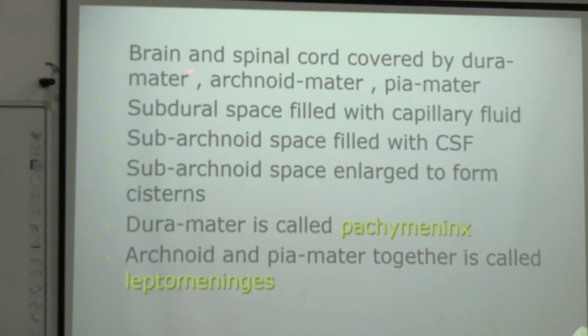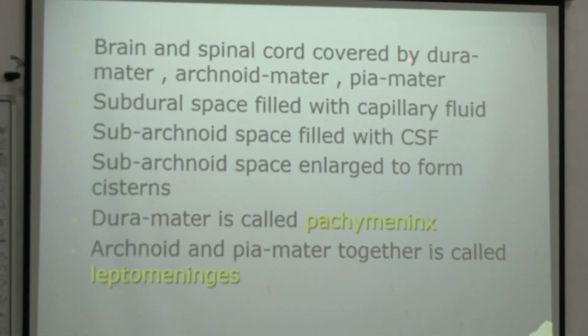Now, brain and spinal cord are covered by Dura Mater, Arachnoid Mater and Pia Mater. Now, subdural space is filled with capillary fluid, subarachnoid space is filled with CSF, subarachnoid space is enlarged to form cisterns. Dura Mater is called Pachymeninx. Arachnoid and Pia Mater together are called Leptomeninges.